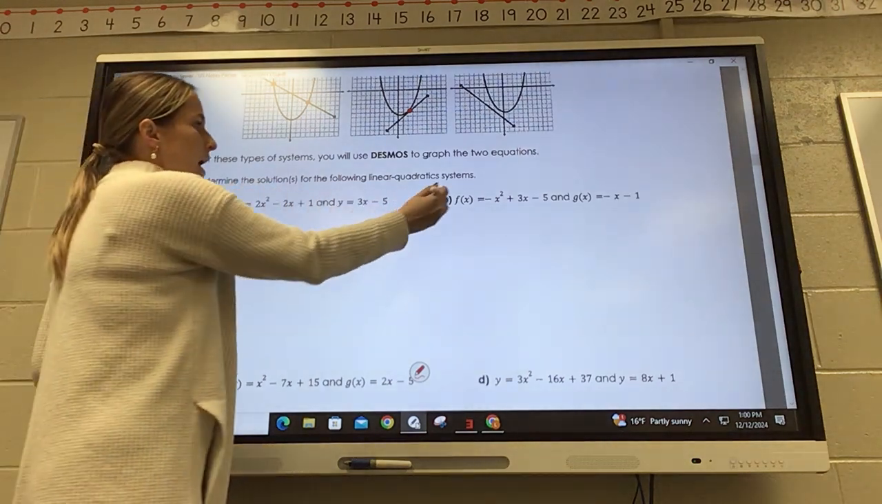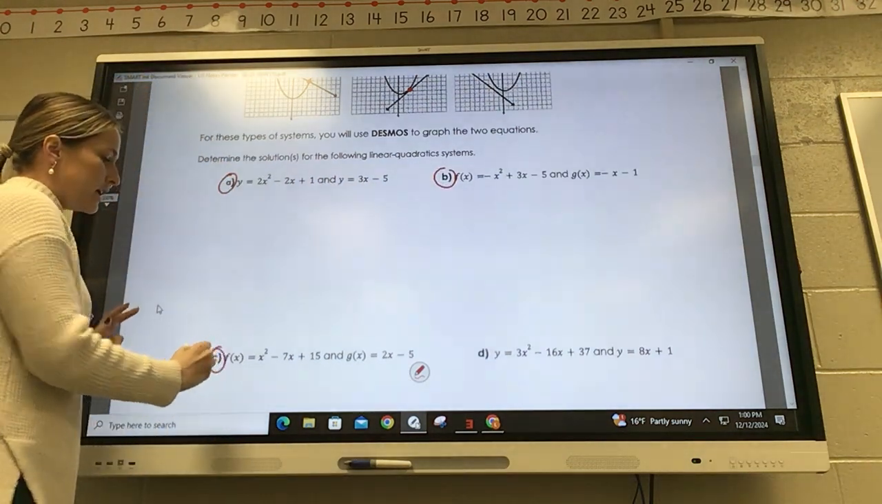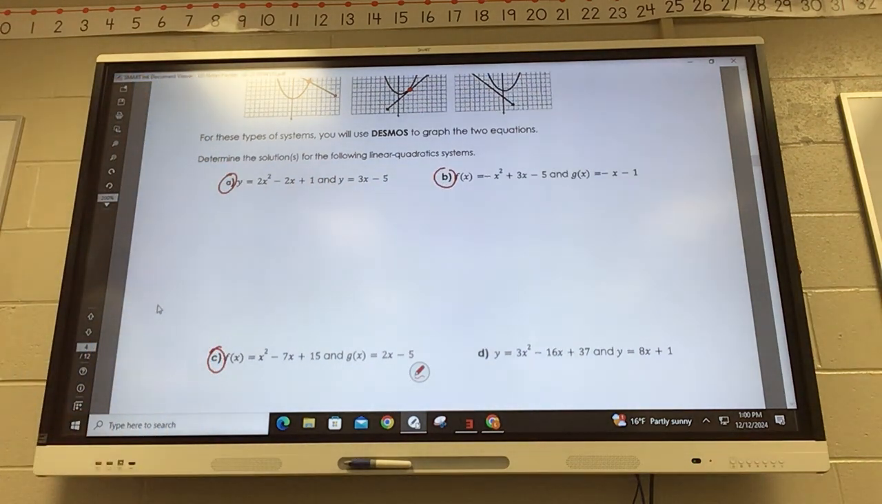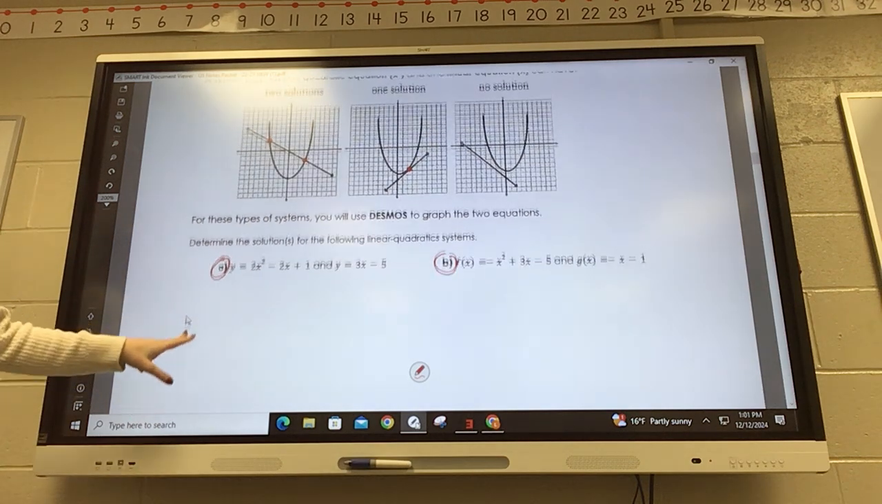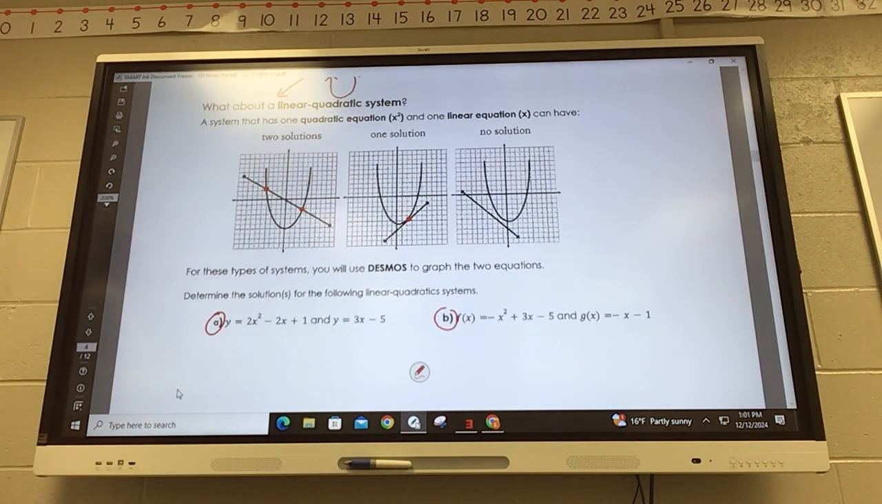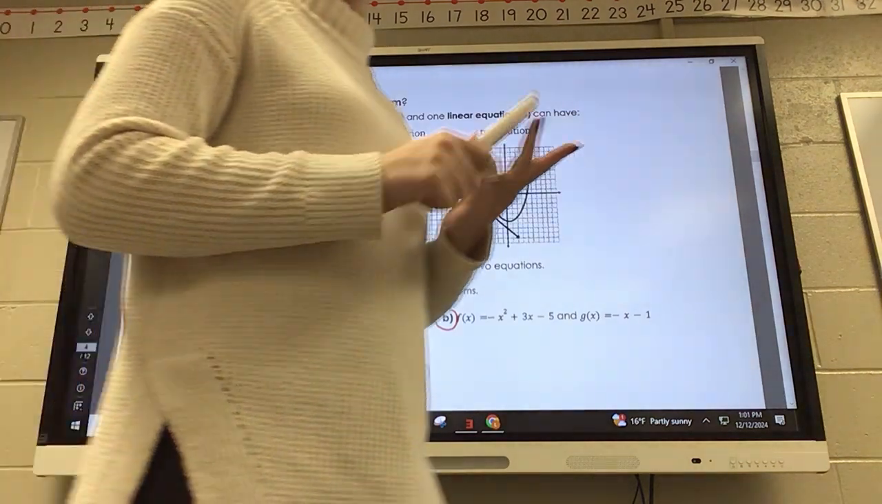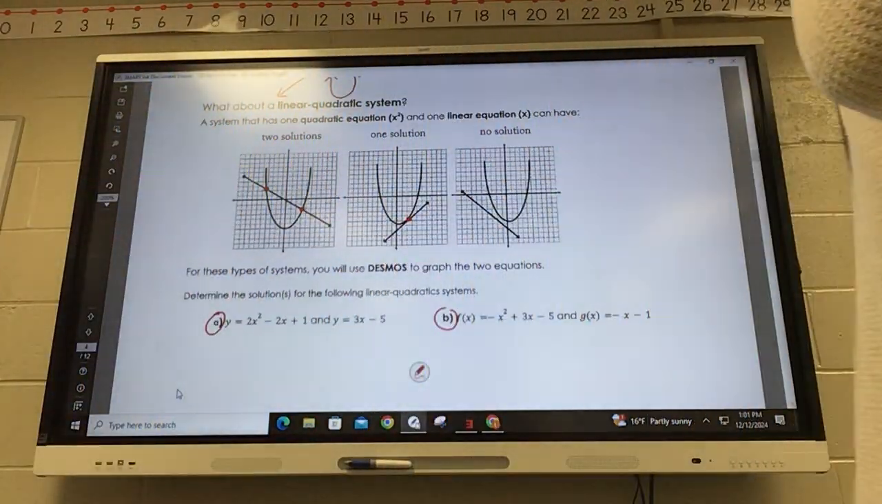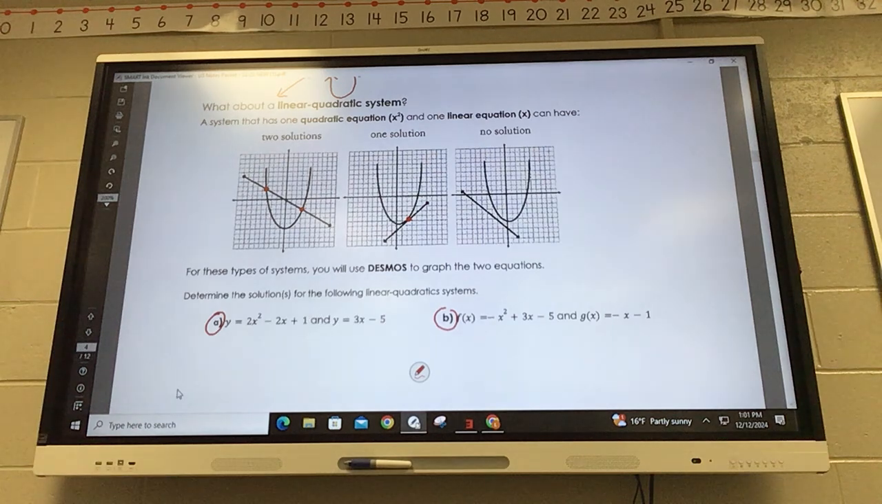Okay, so what I want you to do, you're not going to do all four, but I want you to do A, B, and C in Desmos. Just type them all in and give me the solutions. Now, make sure you're actually giving me the ordered pairs and not just telling me 1, 2, or nothing. I want to know what the answers are if you have answers. Okay?